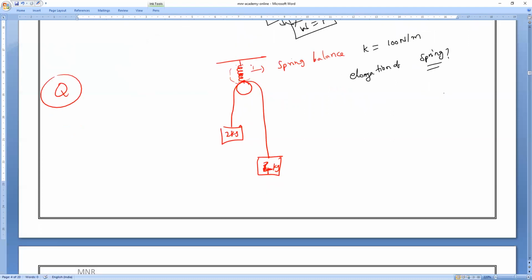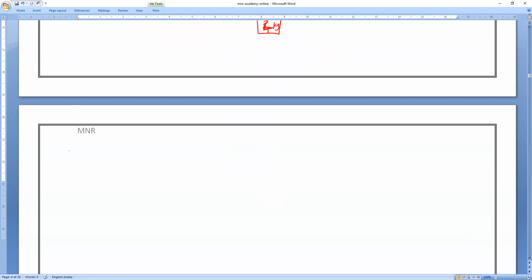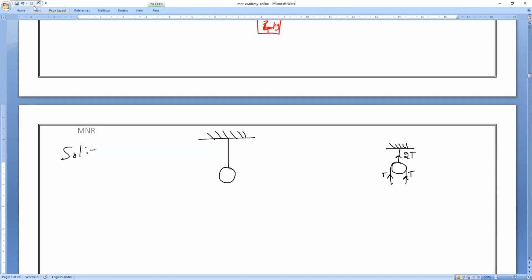So now how to solve this one? Spring is considered as a string. So we all know, you might remember from last classes, if here is T, then here is also T, then here it is 2T. Do you all remember that? The tension acting is 2T. We are going to use the same principle here.